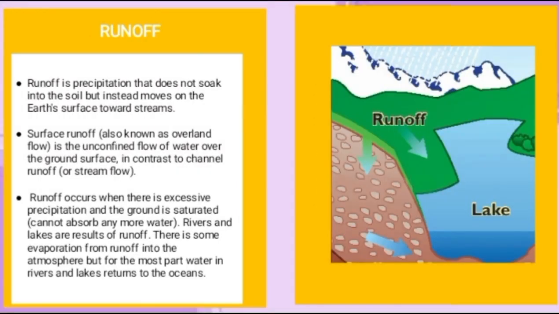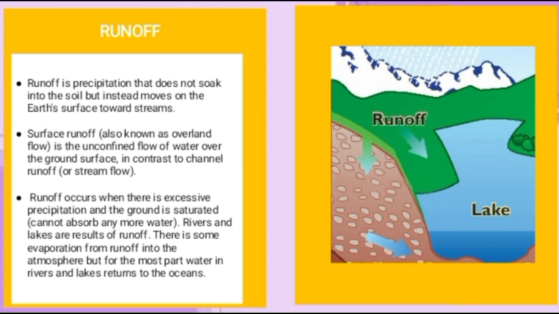Now, aside from rainfall, we have runoff. What is runoff? Runoff is precipitation that does not soak into soil but instead moves on the Earth's surface towards streams. Surface runoff, which is also known as overland flow, is the unconfined flow of water over the ground surface in contrast to channel runoff or stream flow.